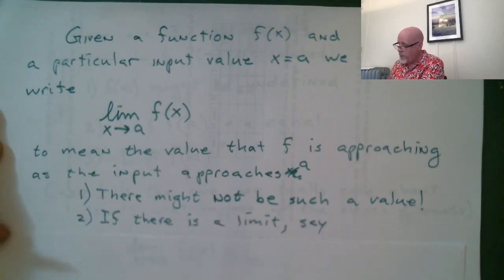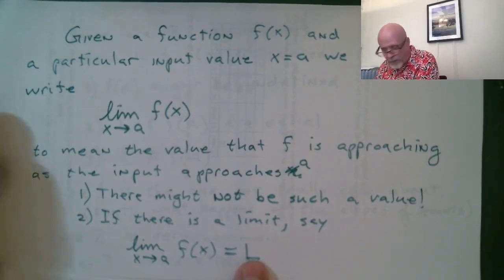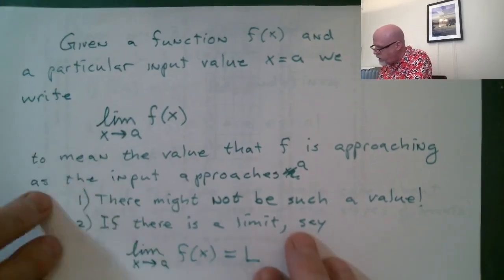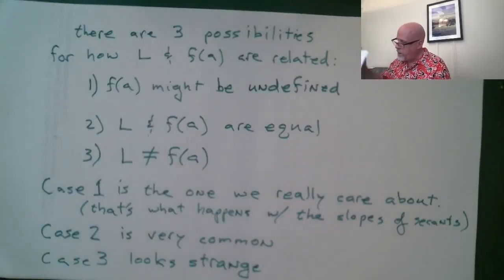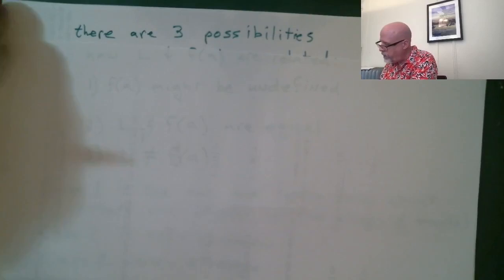But if there is a limiting value, in that case, I'm going to say this. We'll write the same thing: the limit as x goes to a of f of x. But we'll just name that something. Call it capital L for limit. If the limit as x approaches a of f of x is equal to L, then, well, let me unveil this a little at a time. There's three possibilities. What are those three possibilities?